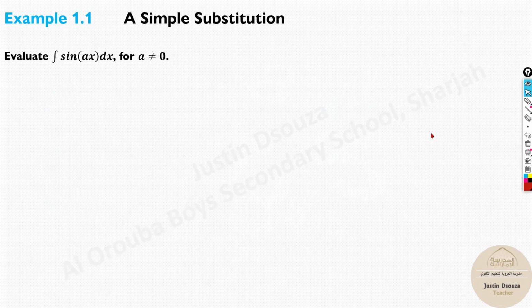Now let us look into this problem here. We need to evaluate the integral of sine ax dx. Before we start solving this, we should see that it is not a direct problem because there's a constant term with the variable. If it was the integral of sine x dx, the answer would be very simple. It's negative cosine x plus c. But we do not have any formula for ax when the coefficient a is there. It's going to be different.